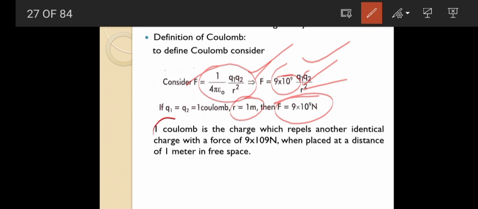I will repeat here. 1 Coulomb is the charge. If you want to call that a body is charged by 1 Coulomb, then the force of attraction or repulsion between the two charged bodies or particles which are having 1 Coulomb each of charge should be 9 into 10 to the power 9 Newton when the distance between them is 1 meter.